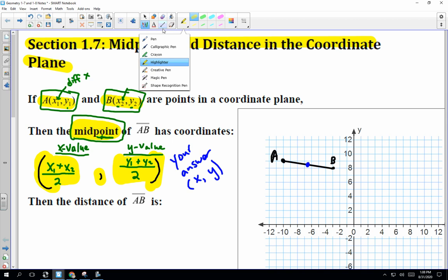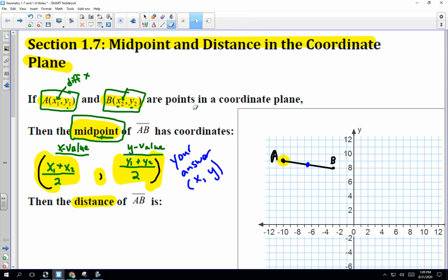We're going to take a moment and also do the distance formula. So please write down distance. We can actually find the length of this line, and we don't even have to get a ruler. I'm going to show you mathematically how to get the distance.